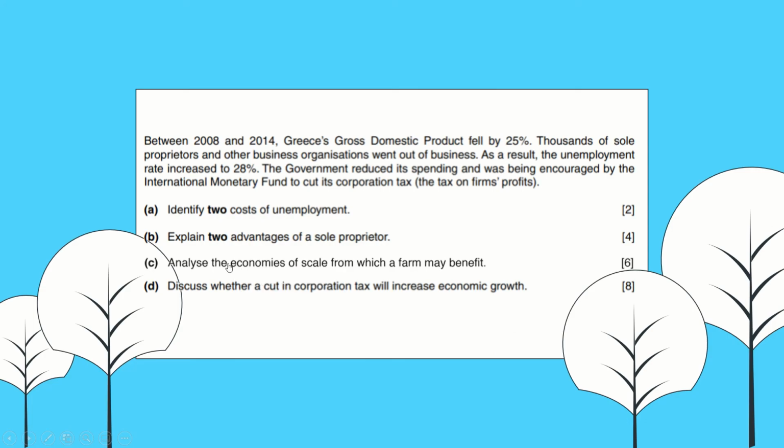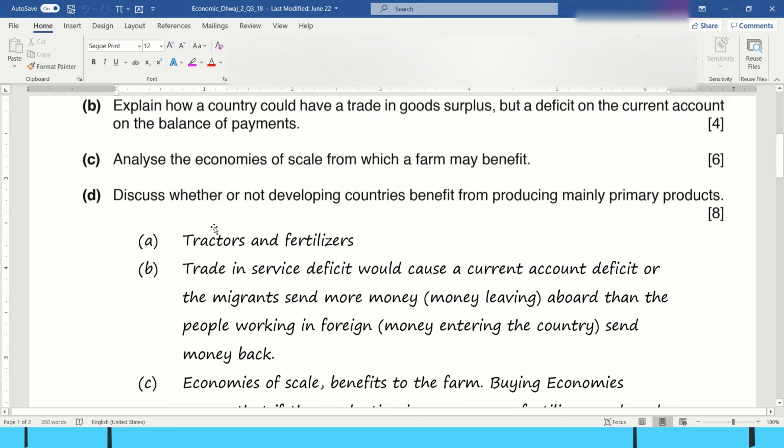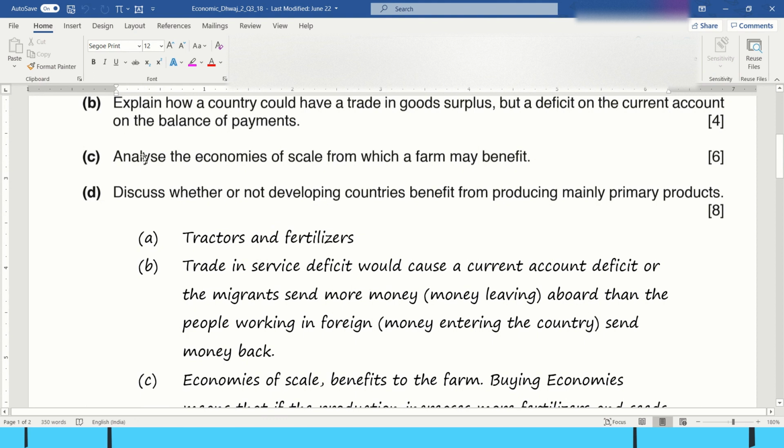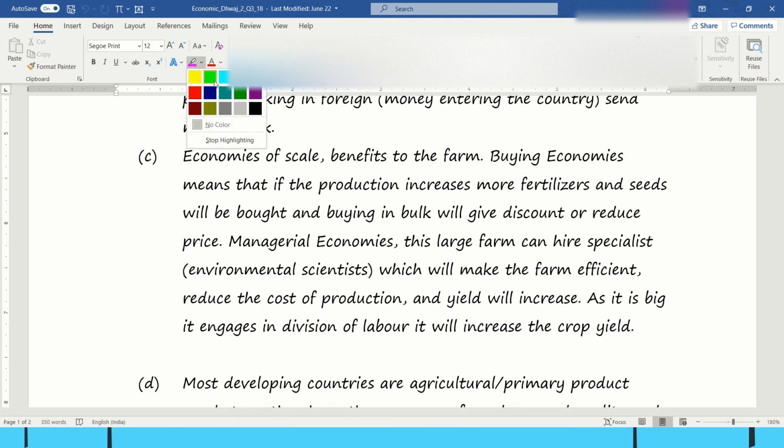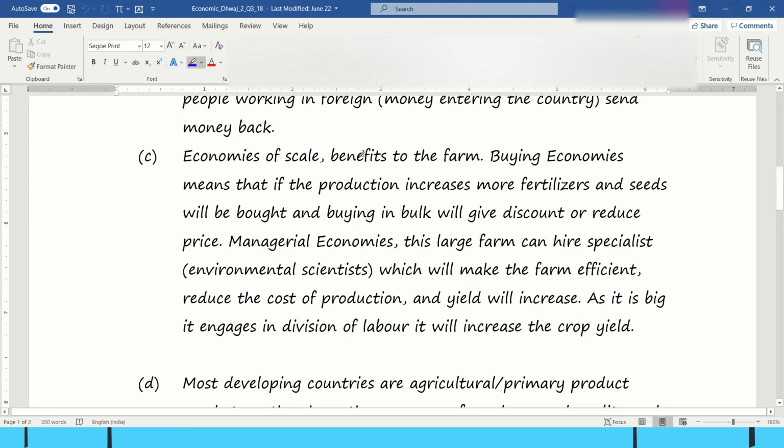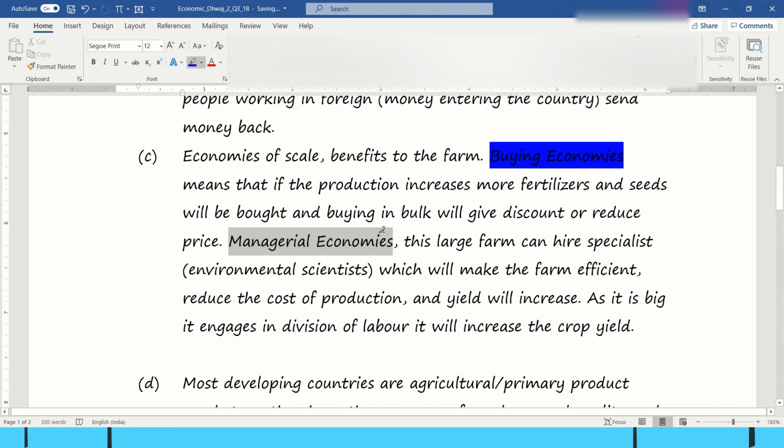Next we have analyze the economies of scale from which the farm may benefit. Okay, so we have this question. Discuss the economies of scale from which the farm may benefit. Now, first thing that I told you was to take 2 to 3, 4 to 5 points, or 3 to 4 points. All right. So economies of scale benefits to the farm: buying economies of scale. Okay. Then managerial economies. Let's just read through it.